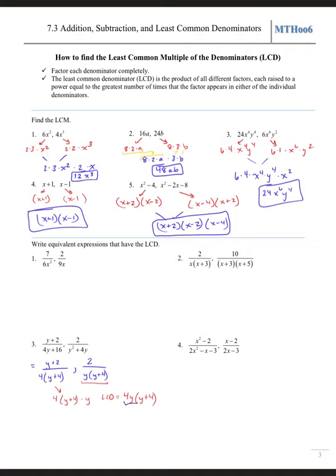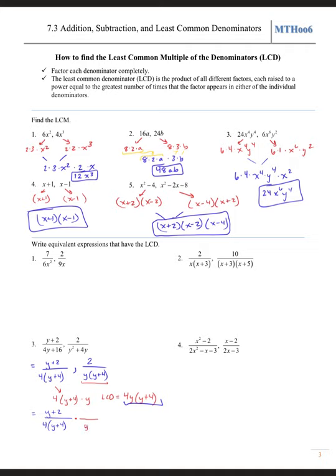But we can't just put this in place of it because we can't change the value of the fraction. So we're going to start by writing the original. So y plus 2 over 4 times y plus 4. And then we ask ourselves, what can we multiply this whole fraction by that'll get this denominator to be the least common denominator? What factor is it missing? Right, it's missing a y. So we need to multiply that denominator by y.